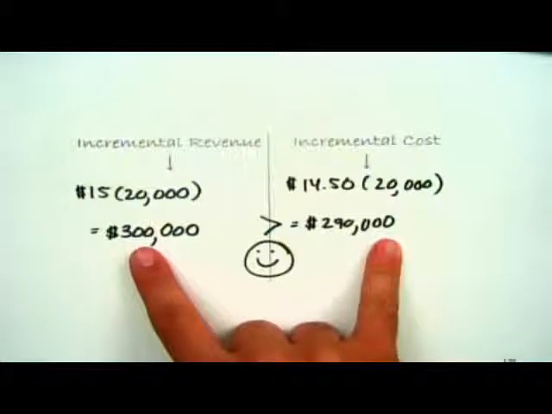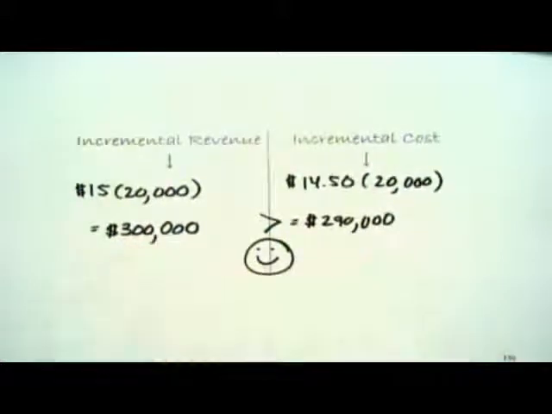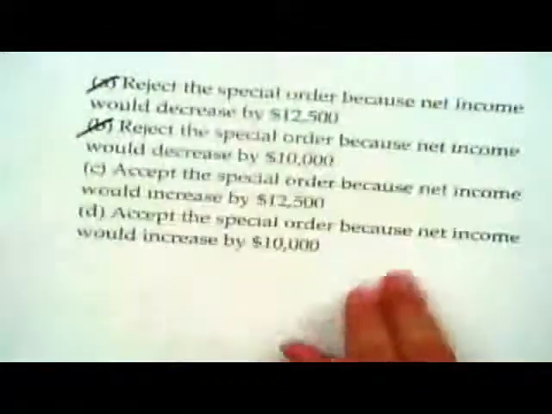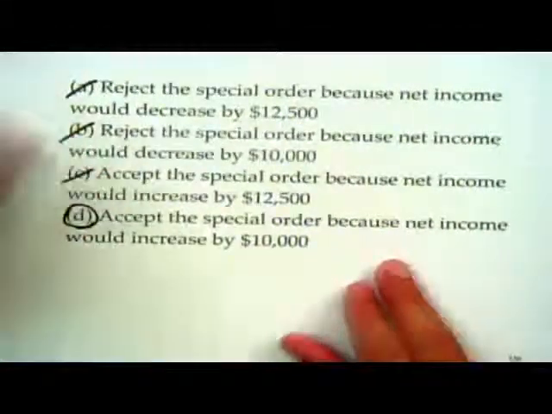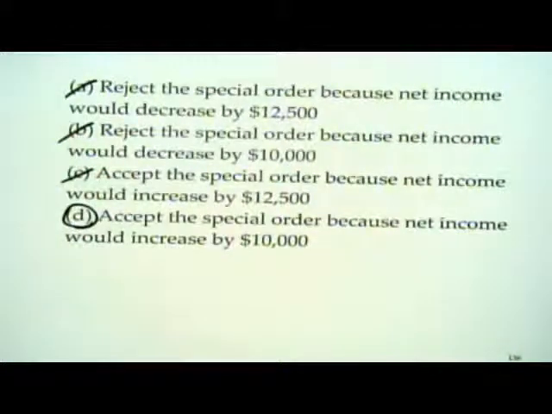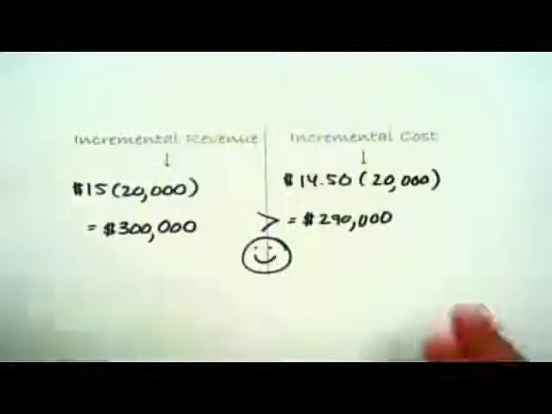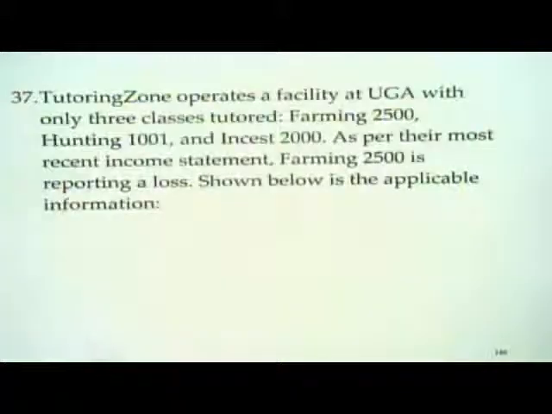All right, guys, we accept the special order because net income would increase by $10,000. So this difference is what matters, right? So D is going to be our answer here. Accept the special order because net income would increase. Okay, did I say decrease maybe? I'm sorry. Either way, it's a good idea because net income will increase by $10,000. All right? So that's a special order. Special order is very systematic, very straightforward. This one's a little more tough, okay? The keep or eliminate a segment decision.